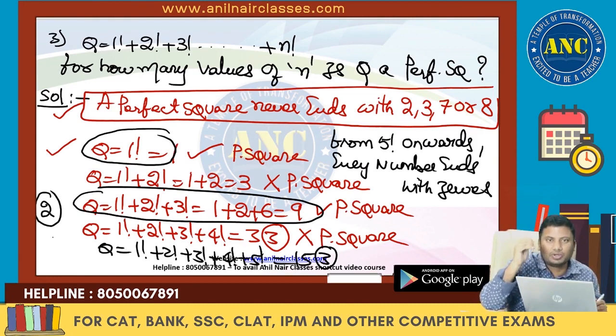First I substituted 1 factorial, then 2 factorial, then 3 factorial, then 4 factorial. After 4 factorial, I stopped. Because after 4 factorial, if you add 5 factorial, 6 factorial, and so on, all the numbers' unit digit will be 0. If the unit digit is 0, 0 plus 3, the unit digit will become 3. A perfect square never ends with 2, 3, 7 or 8.